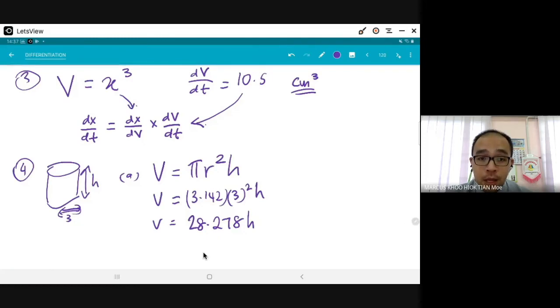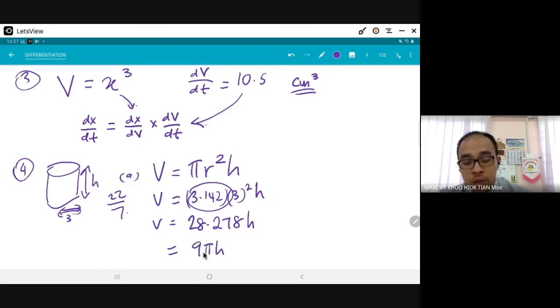So you have the formula already. I suspect that the back of the book will probably use 22/7, or they will even leave it as pi. You can actually leave it as 9 pi h. I suspect that the book answer will be this, because pi is just a number.